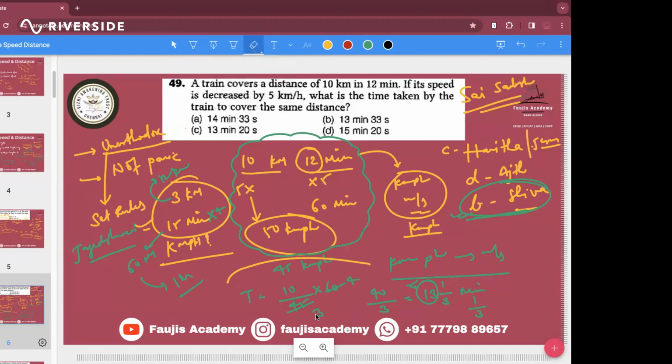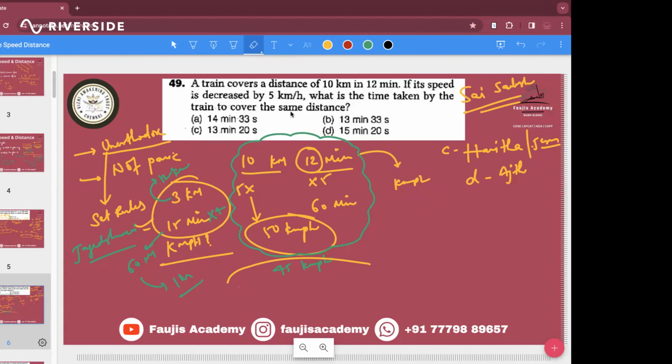Let me erase it a little bit. You understood how we came up to 45 kmph? Yes, sir. Let me make a little bit more space. So they are asking, the speed is 45 kmph. Okay, and what is the time taken by the train to cover the same distance? What is the same distance? 10 kilometers.